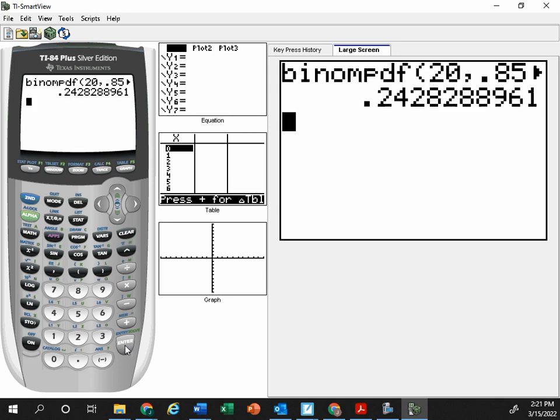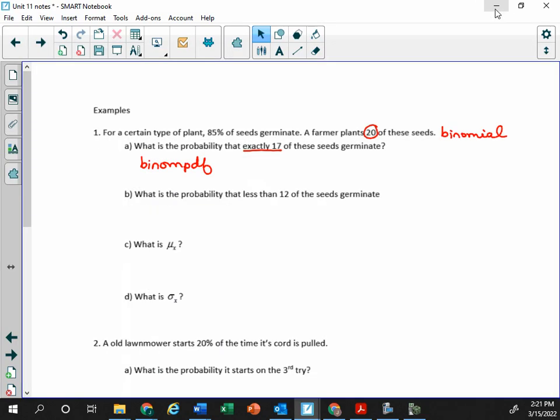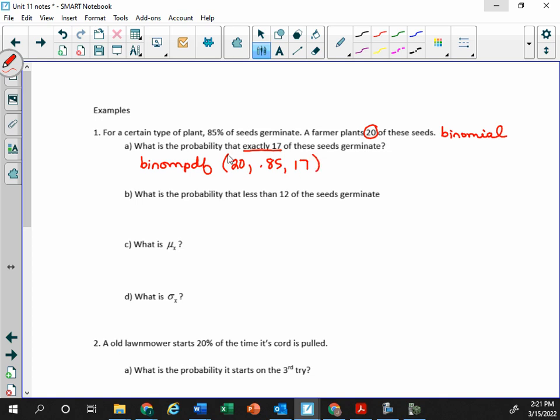So push enter. Did you get 0.243? Yes. Okay, you've done part A. Good job. I'm just going to jot down the 20, comma 0.85, comma 17. And I got 0.243. So there's about a 24% chance that exactly 17 of these 20 seeds will germinate.